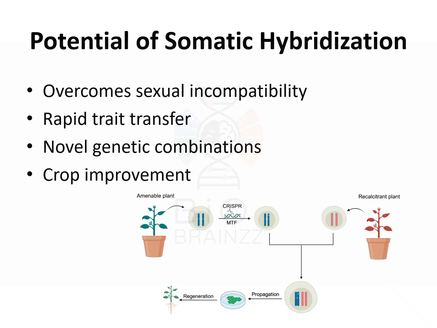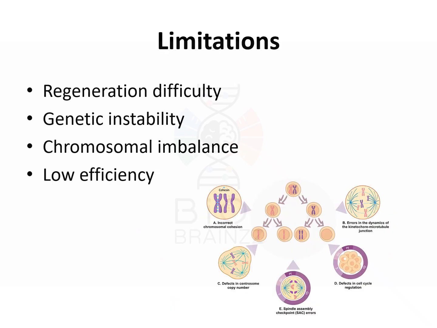Somatic hybridization has enormous potential in plant improvement. It allows genetic combination between species that cannot reproduce sexually due to incompatibility barriers. This greatly expands the genetic pool available for breeding. It also enables rapid transfer of desirable traits without multiple generations of crossing. Novel genetic combinations can be created that may never occur naturally. This makes somatic hybridization a powerful tool for developing improved crop varieties.